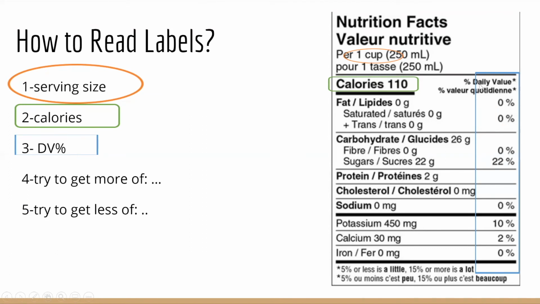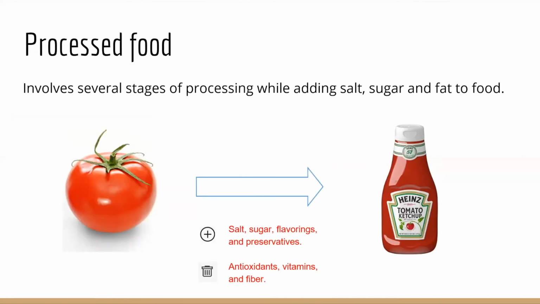Daily value means how much a nutrient in that defined serving of food contributes to our total daily diet. It helps you determine if a food is low or high in a nutrient. If you see a daily value of 5 or less, it means that this product has a low amount of that nutrient. If you see a daily value of 15 or more, it means that this product has a high amount of that nutrient. Try to get more of fiber, potassium, iron, and calcium, and less of the saturated fat, sodium, cholesterol, and sugar.